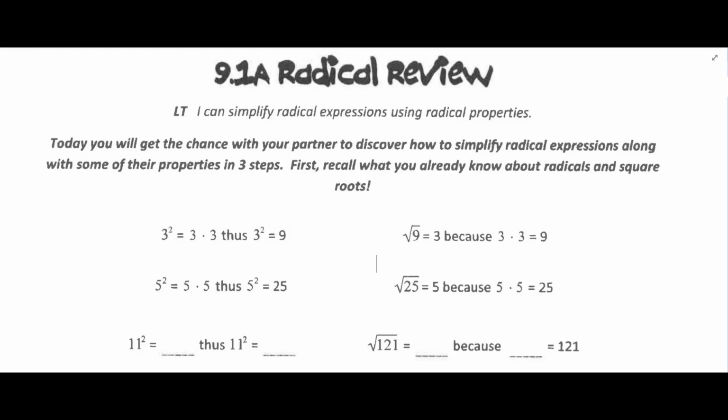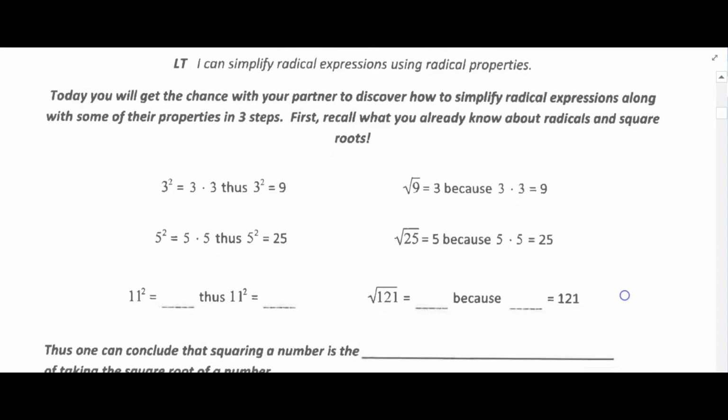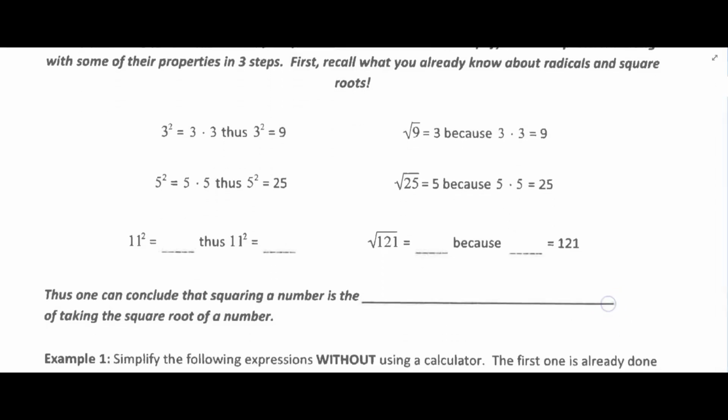In this video, we're beginning Chapter 9. Chapter 9 is the Pythagorean Theorem. So we're going to be looking at the Pythagorean Theorem, right triangles, and an important part of the Pythagorean Theorem is being able to simplify radicals. So we're going to start with a review of radicals in this video. So let's take a look at what we've got here.